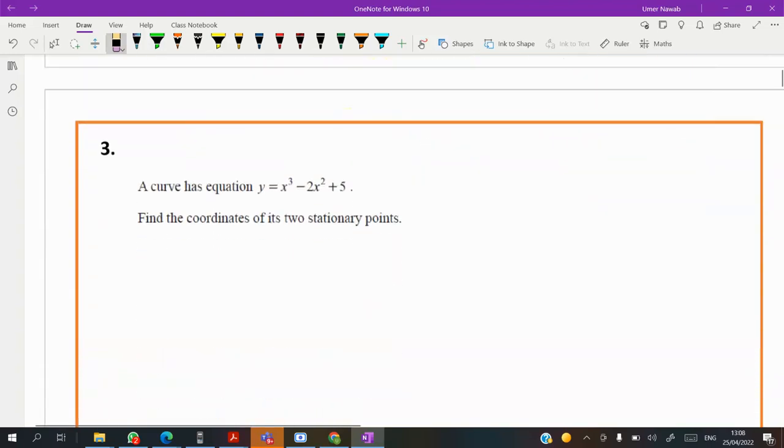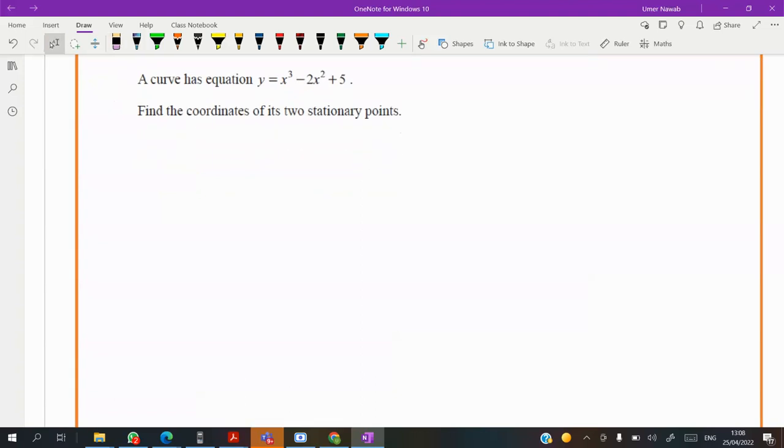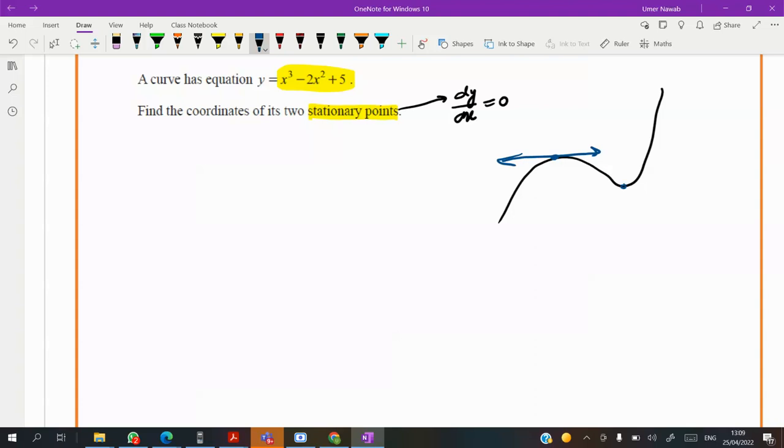Third question, he is asking you for stationary points. So the idea is the same. A stationary point tells you that you need to find dy by dx and put it equal to 0. That's the background idea. The original equation of the curve is given to you. It's a cubic graph, and normally cubic graphs are like this. He's interested in this point where the tangent is parallel to the x-axis, and this point. So 2 points. That's why he mentions here: find the coordinates of the two stationary points.